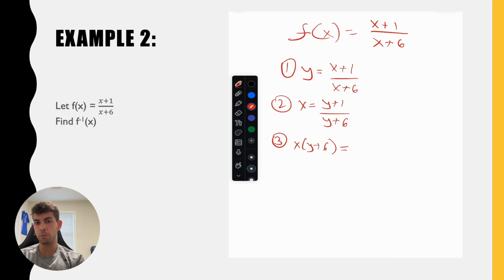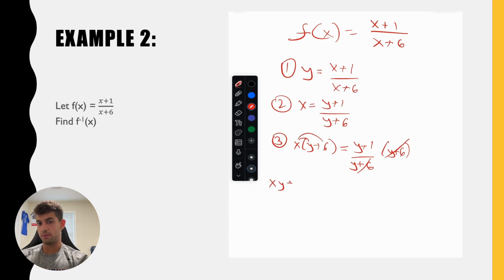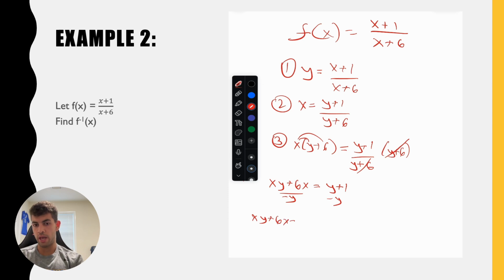First, I'm going to multiply both sides by y plus 6 to eliminate the denominator. It gets me to x times (y plus 6) equals y plus 1. Next, we will open the parentheses to get xy plus 6x equals y plus 1. I will subtract y from both sides to get xy plus 6x minus y equals 1.